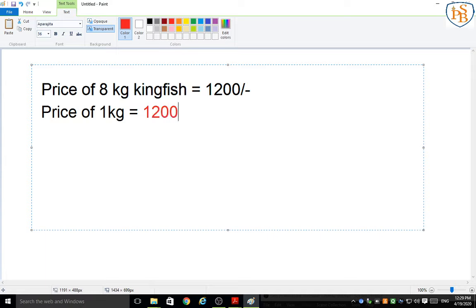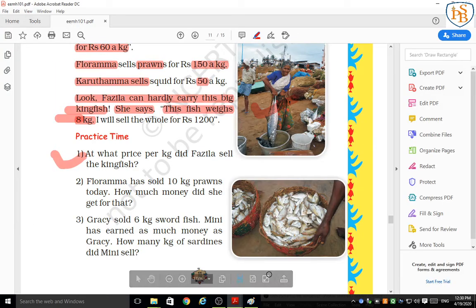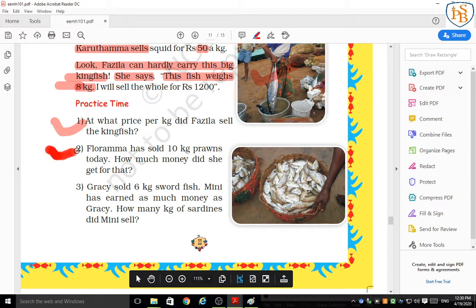If your answer is ready, then just check your answer. How can you solve? Yes, we have to divide here. 1200 divided by 8. So what is the answer, students? Yes, correct. The answer is rupees 150. So what is the answer of first question? The answer of first question is rupees 150. Correct? Okay.